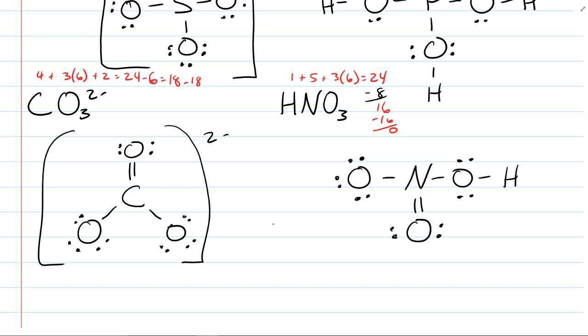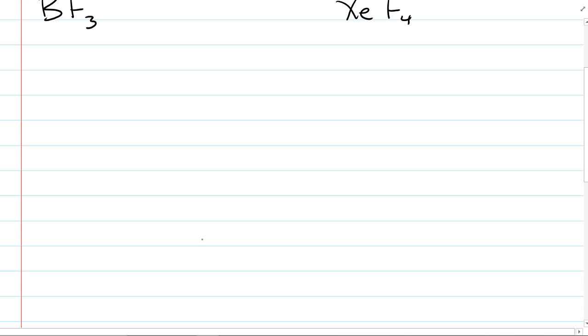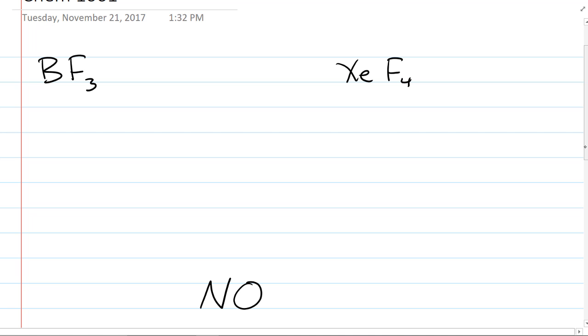All right, last thing for today. I don't know why these pages are so whacked out, but if you flip over, the very top one appears to be exceptions to the octet rule. We're going to look at some exceptions to the octet rule, and we're going to deal with them on these examples. They are BF3, then XeF4, and then the last one is going to be NO. Okay, so come back here, we got BF3.